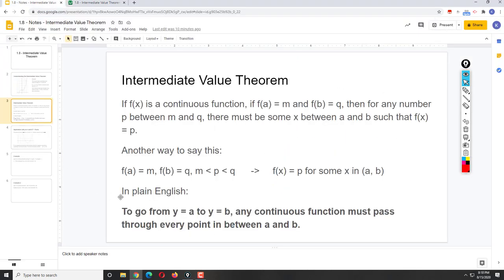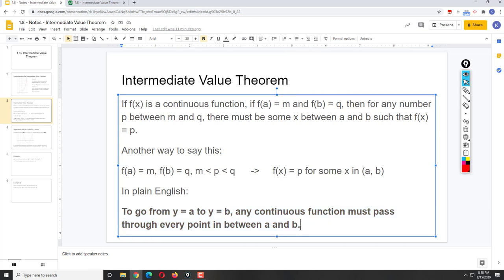So the intermediate value theorem says that if f of x is a continuous function, and if f of a equals m, f of b equals q, then for any number p between m and q, there must be some x between a and b such that f of x equals p. That sounds like a lot, but really, this is just what it says. To go from y equals a to y equals b, any continuous function must pass through every point between a and b. That's it. That's all it says.